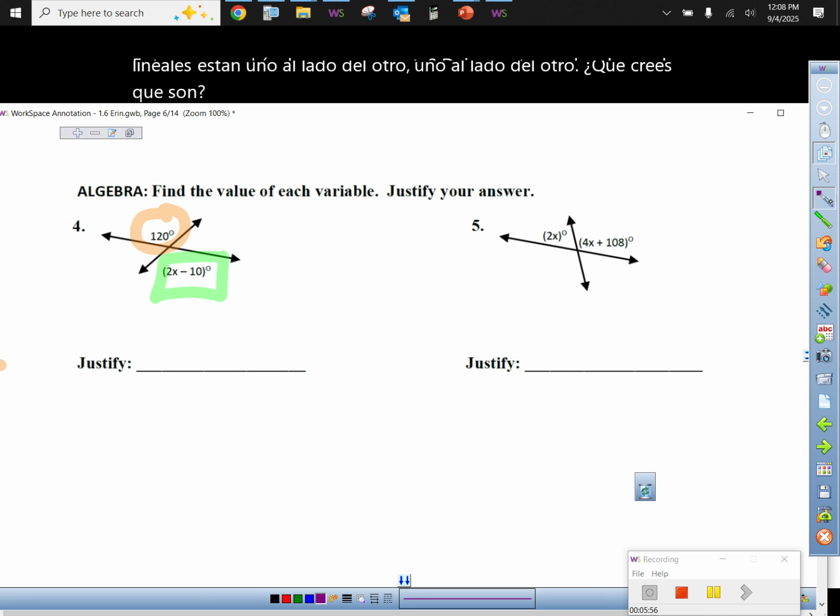Yes, I totally get they're across from each other. Do they add together to equal 180, or are they the same? Same? So here you go. This is the part you might not like. I'm going to make them the same. 120 equals 2x minus 10.